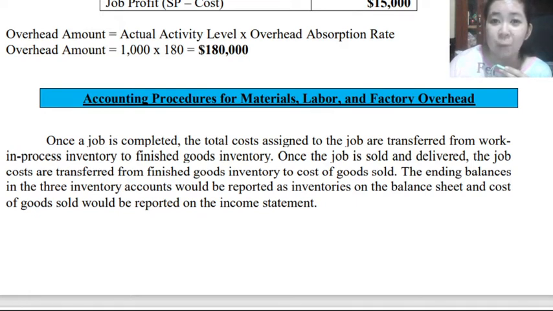Once the job is sold and delivered, the cost will be transferred from finished goods to cost of goods sold. So that's how the cost is flowing in our job order costing: from raw materials to work in process to finished goods to cost of goods sold. So the ending balances in the three inventory accounts will be reported in our inventory account, which is placed in our balance sheet, and cost of goods sold will be reported on our income statement.